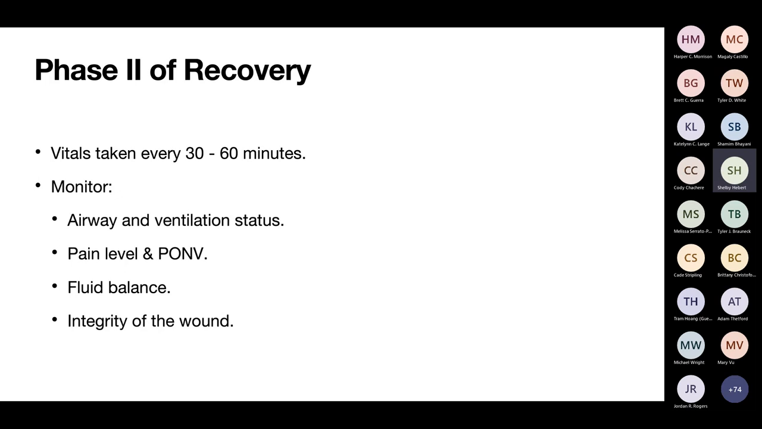A lot of times you'll have one nurse that covers phase two for multiple patients, as opposed to PACU, where it's primarily a 1-to-1 or a 1-to-2 ratio, depending on where they fall in that time frame. Phase two generally has at least 3 or 4 patients for each nurse. But they're still going to look at the same things. Is the airway okay? Are they ventilating fine? Pain, any sort of postoperative nausea and vomiting.